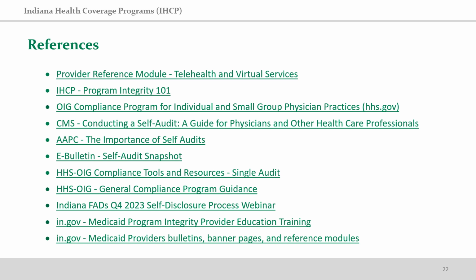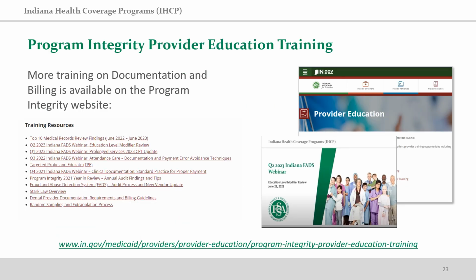You can learn more about self-audit by reviewing these references, which can be accessed in the PDF version of this presentation, which is available by accessing the URL on the next slide. The Program Integrity Team has a provider education website where you can access additional training to keep yourself up to date on the latest information. See the URL at the bottom of the slide.